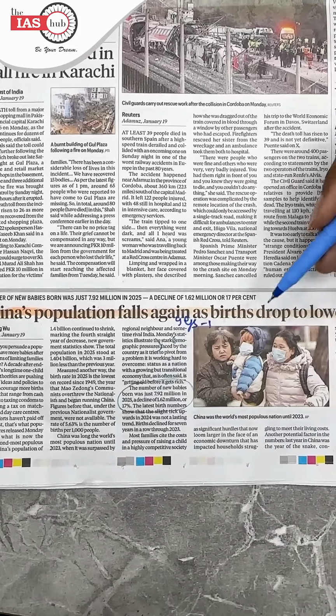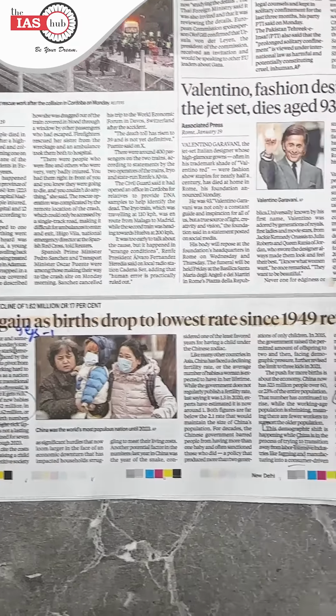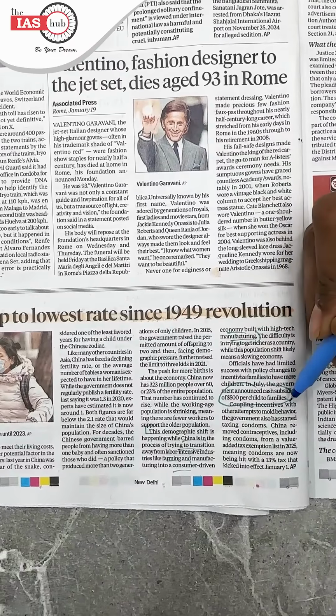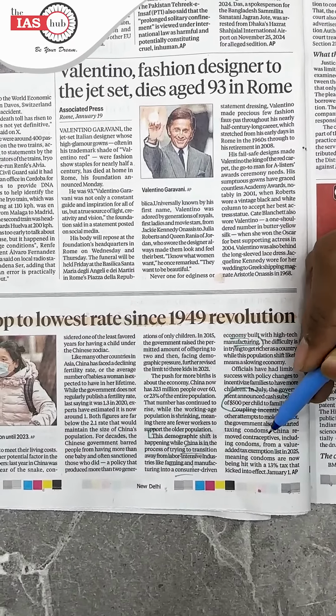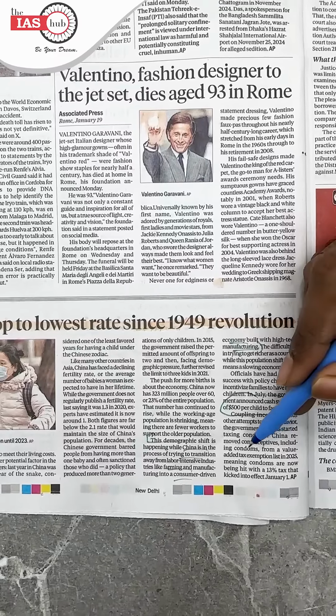Which shows that China's population is declining significantly, and in counter to that, the government also has some incentives with other attempts to mold behavior. The government has also started taxing condoms. China removed contraceptives including condoms from value added tax, etc.